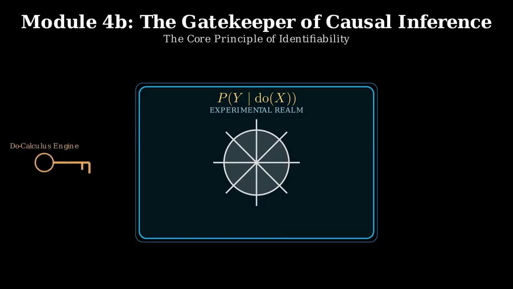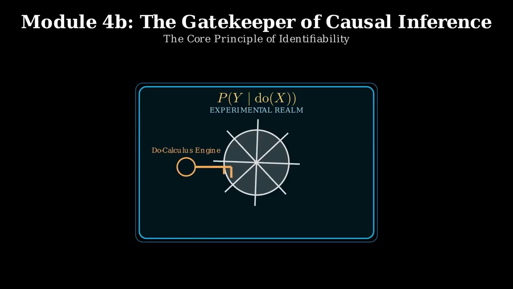Think of the causal graph as the architectural locking mechanism of this vault. Do calculus acts as the master key, systematically cross-examining paths. If a valid reduction exists, the key unlocks the mechanism, translating the experimental question into standard, non-interventional math.